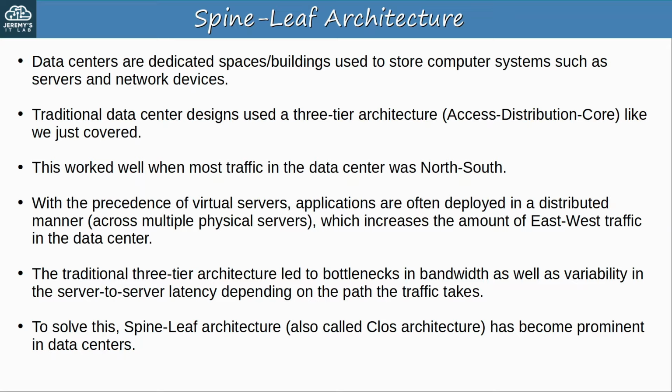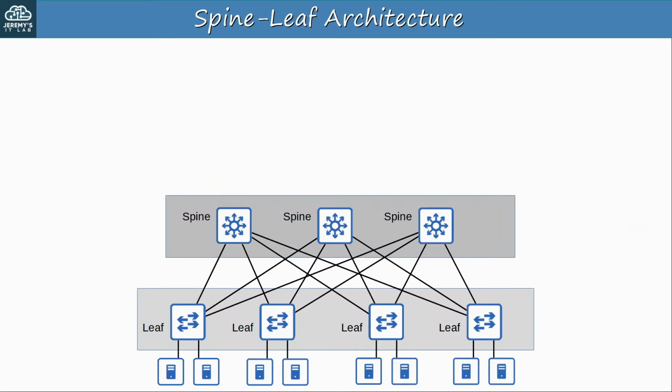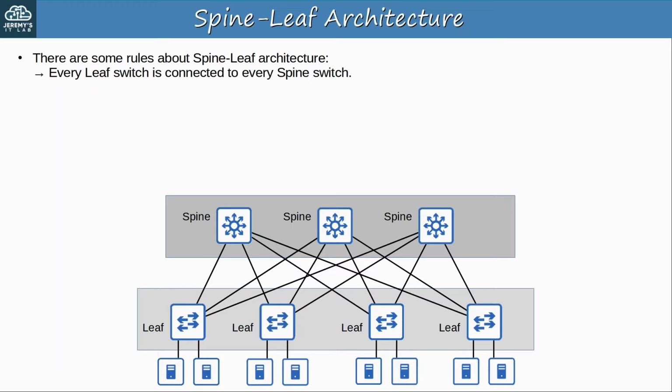Let's check it out. Here's what spine leaf architecture looks like. It's two-tier, but different than the traditional two-tier design we looked at before. There are spine switches and leaf switches, and here are the basic rules about spine leaf architecture. Every leaf switch is connected to every spine switch.